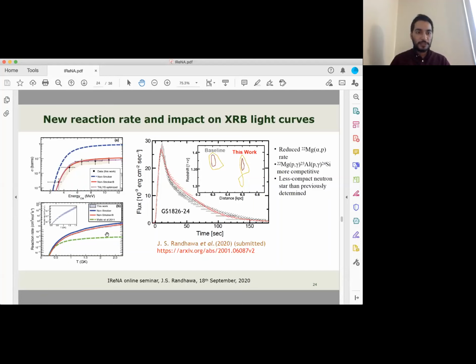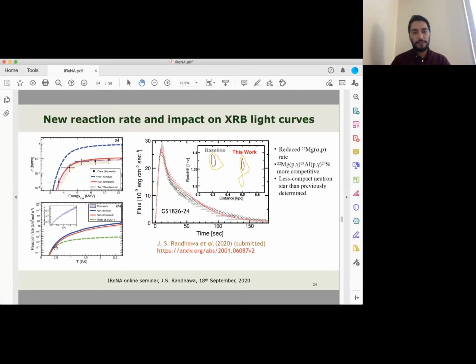So this is the comparison that we had. This is from Matic et al., which was the indirect measurement. At the lower temperatures, we do agree with their measurement, but as they said, above a certain temperature or energy, they lack the data about 10 MeV states in silicon, the compound nucleus.